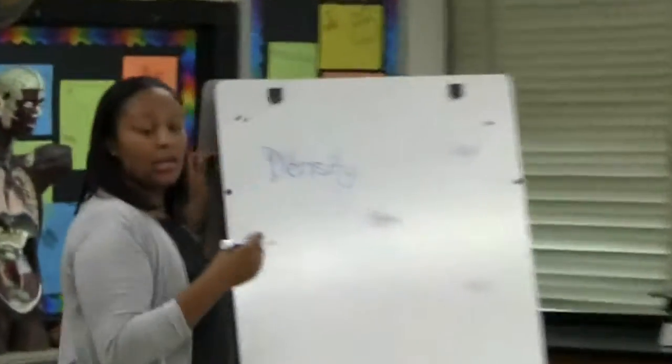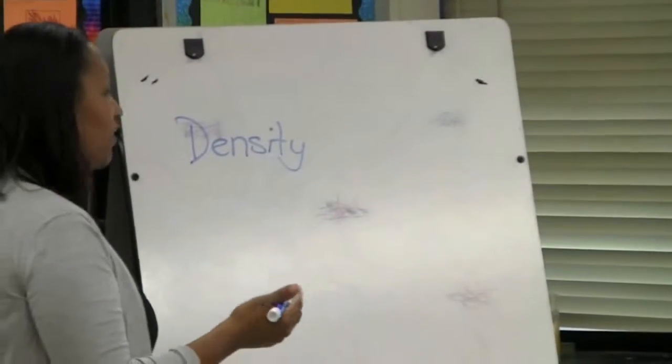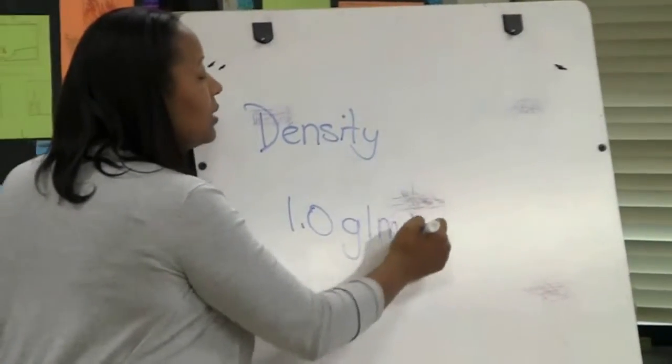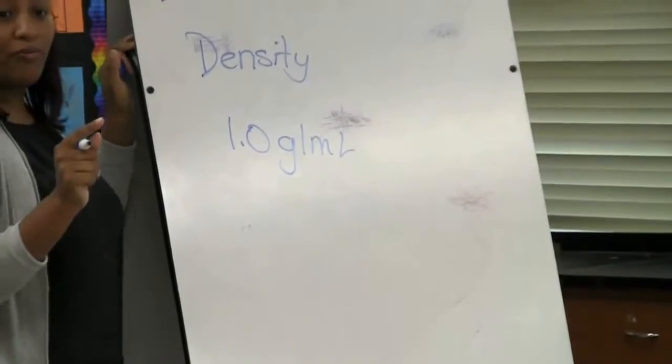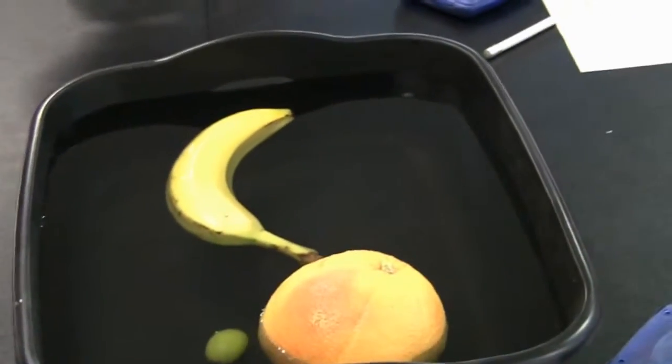Any fruit that floated has a density that is less than water, and any fruit that sinks has a density that's more than water. The density of water is actually 1 gram per milliliter. So based on this information, we know that the grapefruit and the banana had a density that was less than this, right? And the grape had a density that was more.